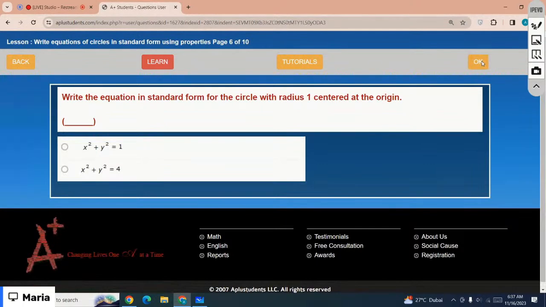Write the equation in standard form for the circle with radius 1 centered at the origin. So, correct option. Yes, the correct option is x squared plus y squared equals 1. Option number 1 is the correct option.